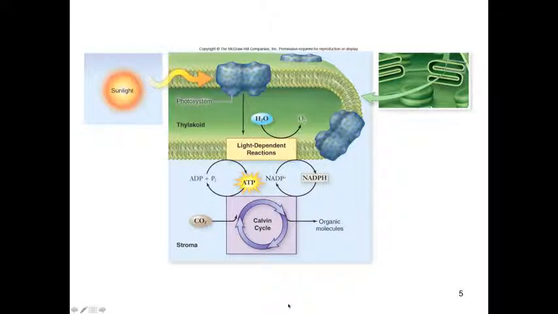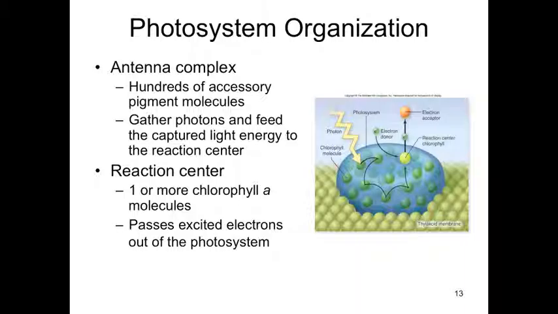So now let's take a look at the photosystems. This is a photosystem located in the thylakoid membrane, just to give us some reference of what we're looking at. Each photosystem has an antenna complex, and inside that antenna complex is a reaction center. The antenna complex is this blue area here, and it has hundreds of accessory pigment molecules, and this is where the photons are gathered and feed their captured light energy to the reaction center right here.